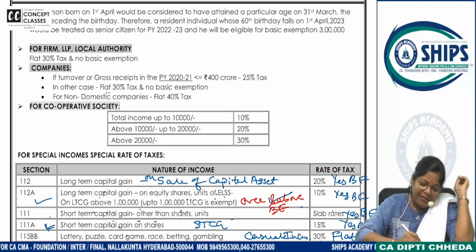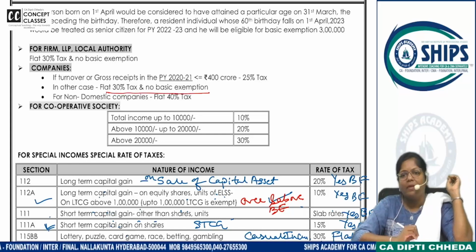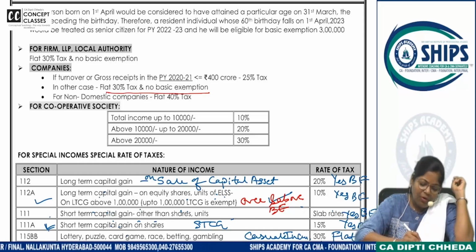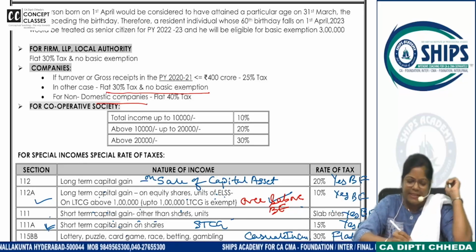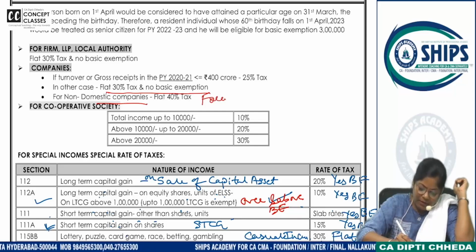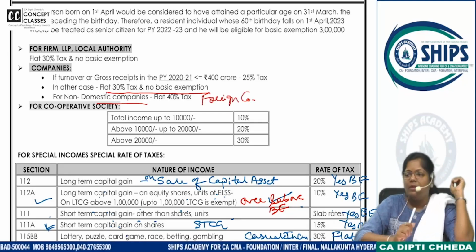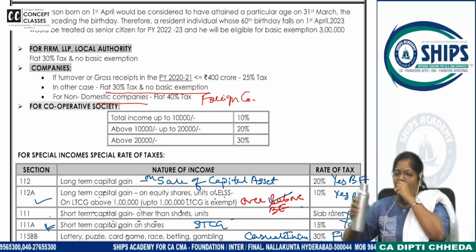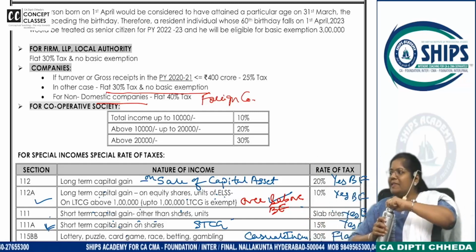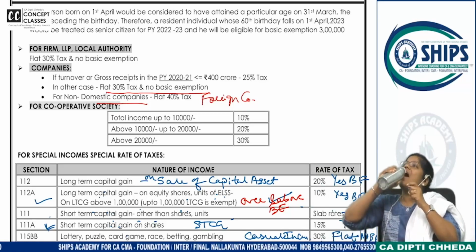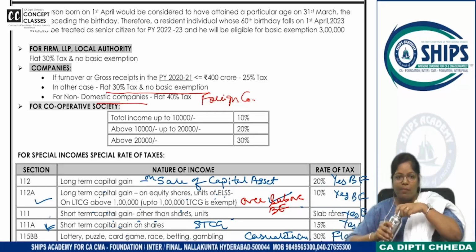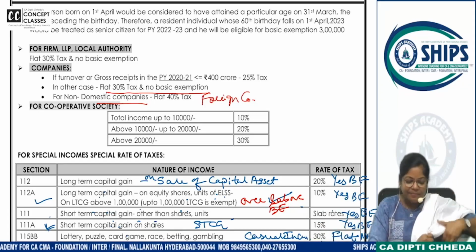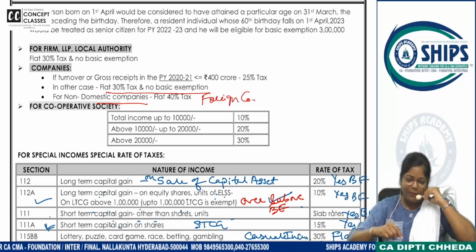What is the flat rate of tax for company? 30%. No basic exemption. For non-domestic company, what is non-domestic company? Write. Foreign company, what is the tax rate? 40% flat. Okay. Next.